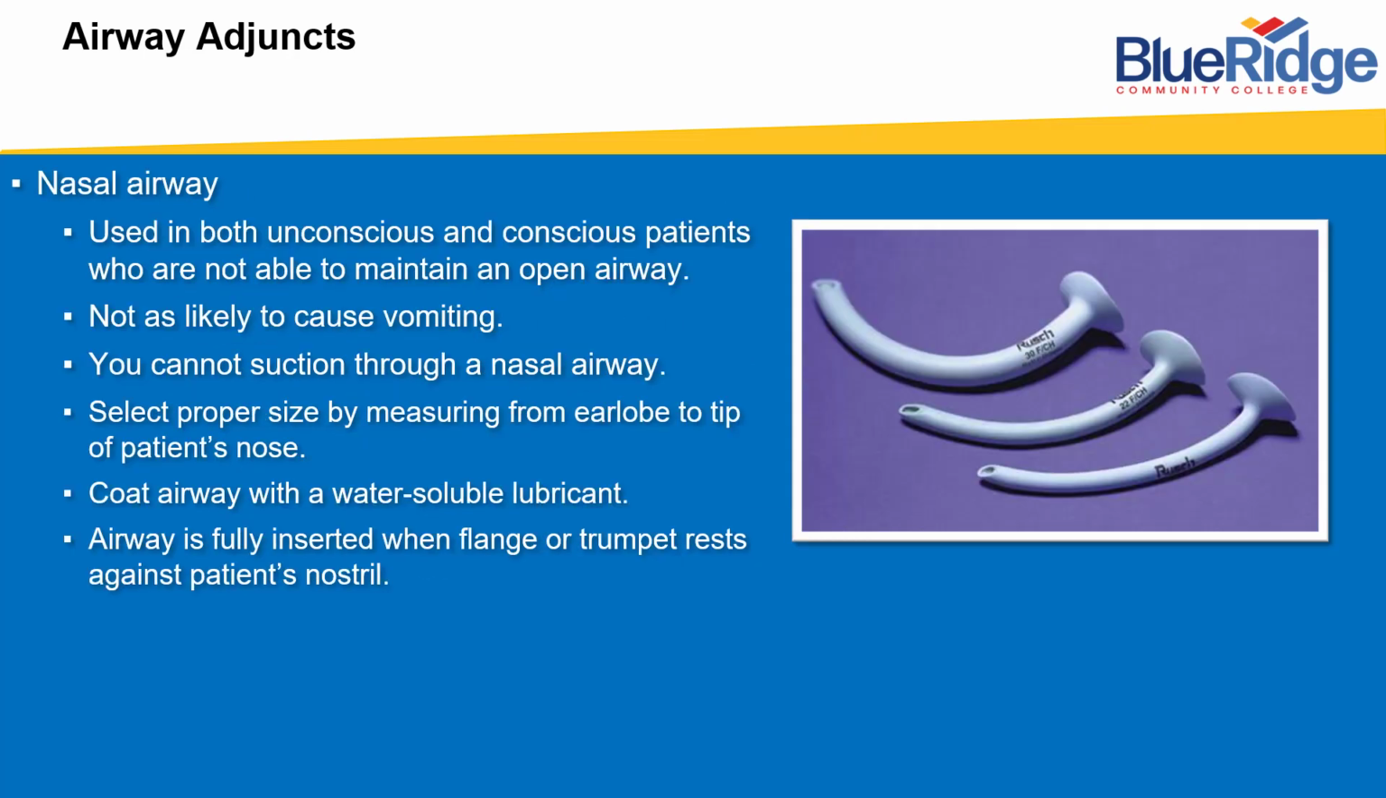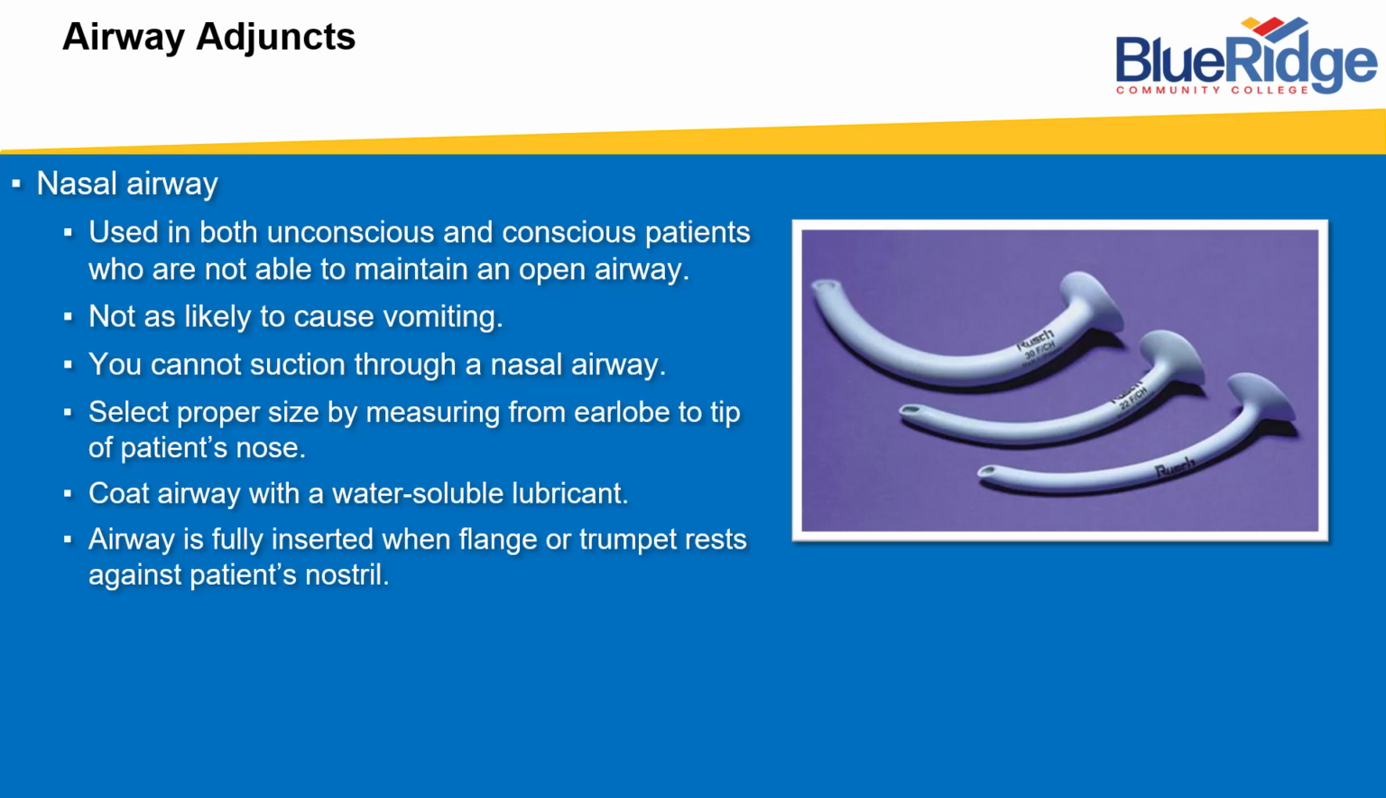We have nasal airways. This device is inserted into the patient's nose. Nasal airways can be used in both unconscious and conscious patients who are not able to maintain an open airway. Nasal airways are not as likely as oral airways to cause vomiting. You cannot suction through a nasal airway, though. Be sure to select the proper size of nasal airway for the patient. Measure from the patient's earlobe to the tip of the patient's nose, and that is from one end to end of the nasal airway.